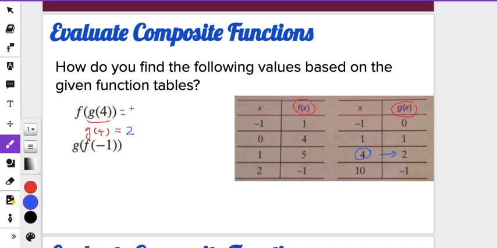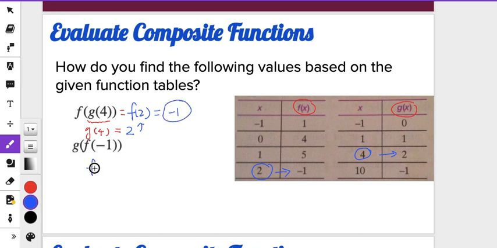So now, let's go back here. Now the question becomes f of 2 because g of 4 is 2. Since we need to find the value of f of 2, we're looking at the first table. When x equals 2, the y is -1. So the final answer for the first one is -1.